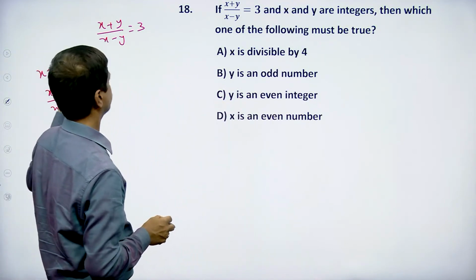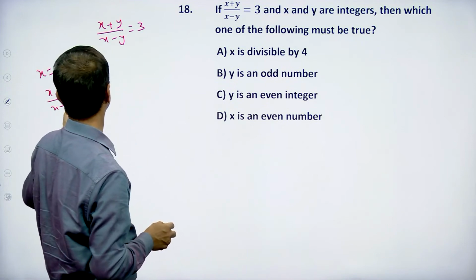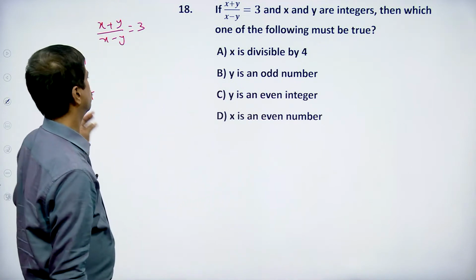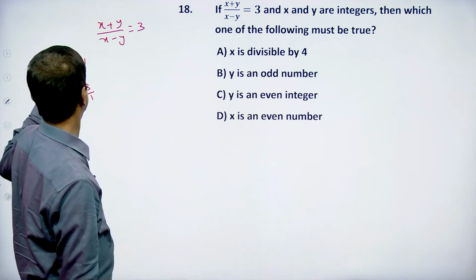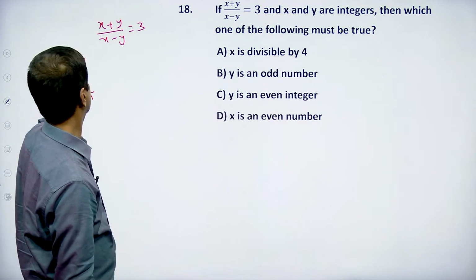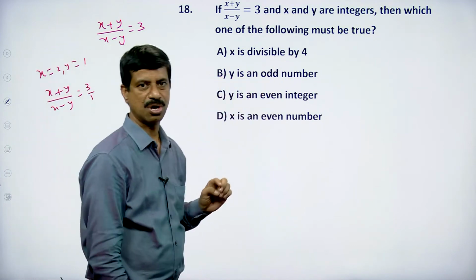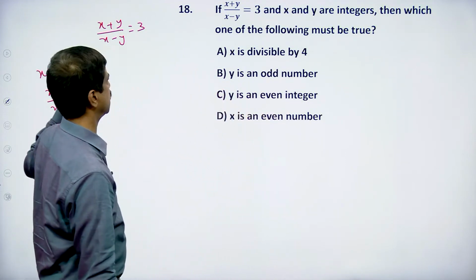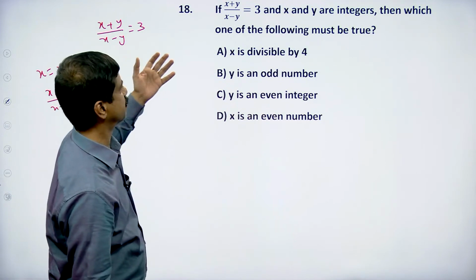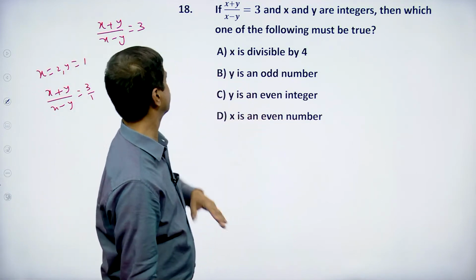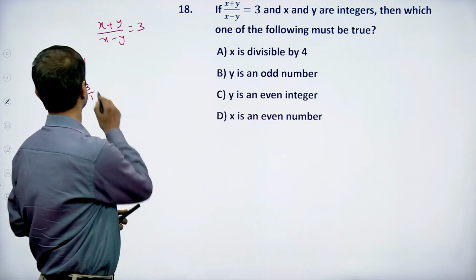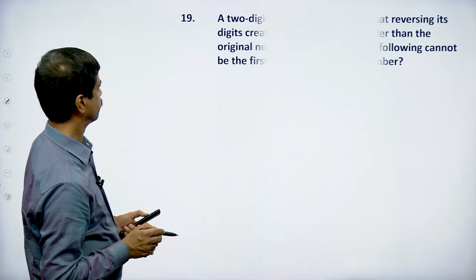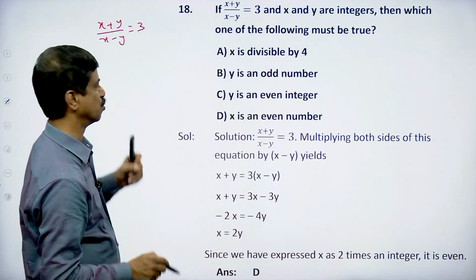Then one of the following must be true. x is divisible by 4, not true. y is an odd number. Yes, but if you take x as 3, y is 0, so y is an odd number is not true. y is an even integer. y need not be an even integer if x minus y is positive. So x is an even number. Yes, if it is 3, then x should be an even number. So the option should be D. Right children? So please note it quick.